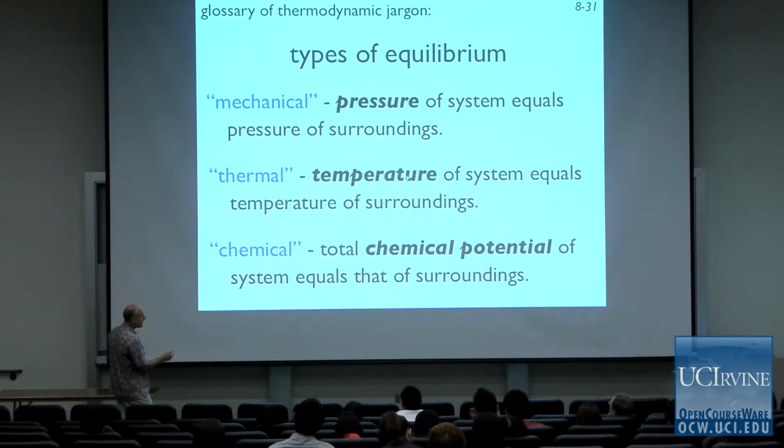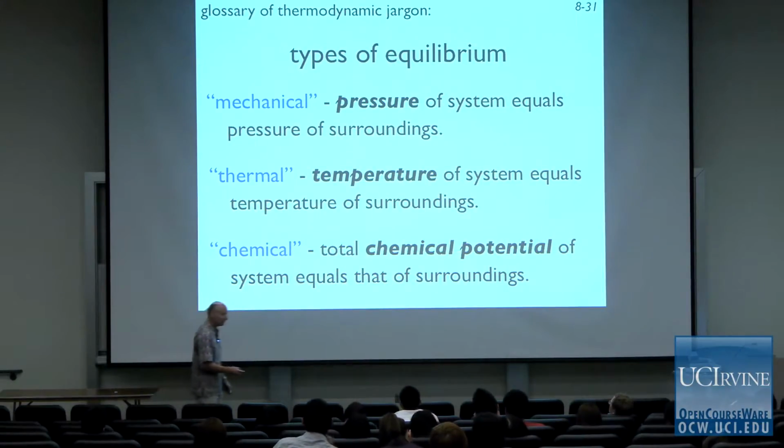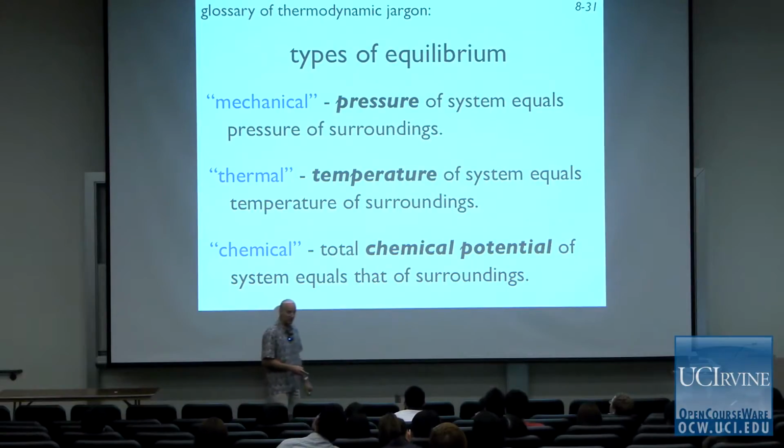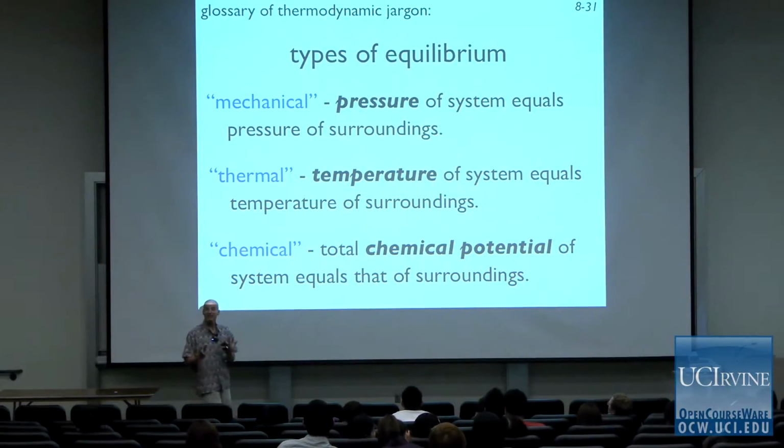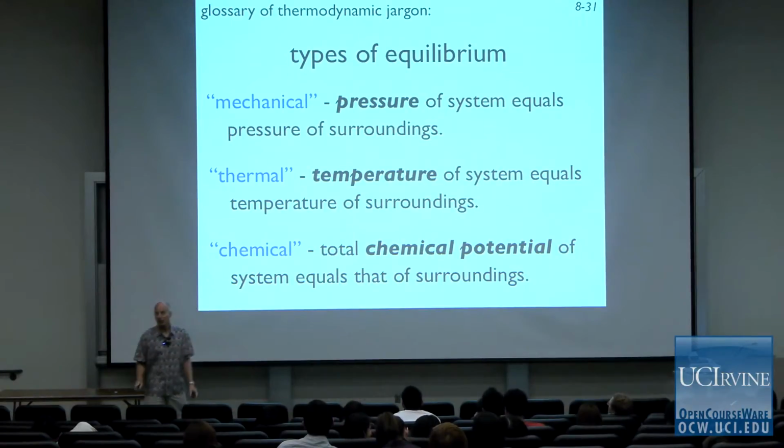In thermal equilibrium, the temperature is the same. In chemical equilibrium, the total chemical potential is the same. We'll talk more about that later. All right, so we often need to say something about the type of equilibrium that we're talking about. Sometimes it'll be obvious.